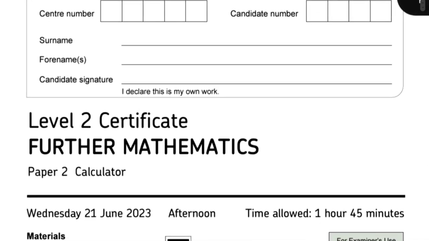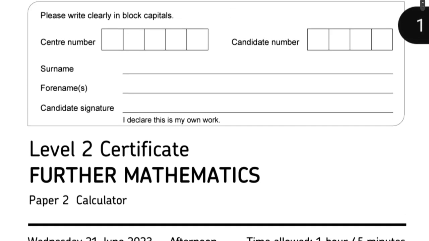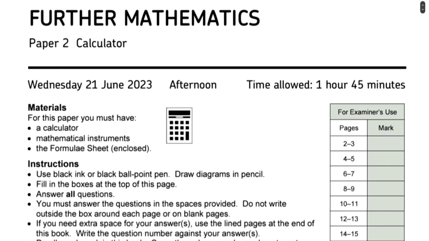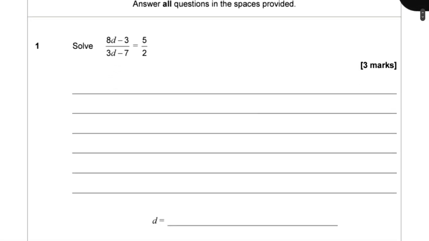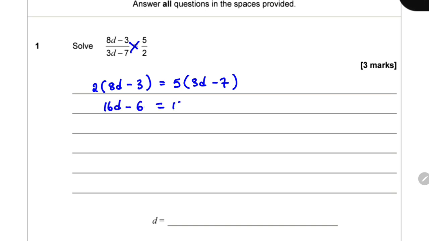So I'll be working out this further math past question, and I would like you to learn. So let's start from the first question. This is a very simple question where we just need to cross multiply, so that we're going to have 2 into 8d minus 3 is equals to 5 into 3d minus 7. This is going to be 16d minus 6, which is equals to 15d minus 35.